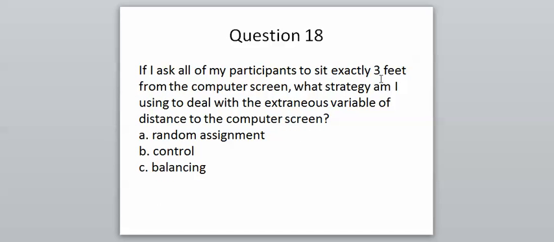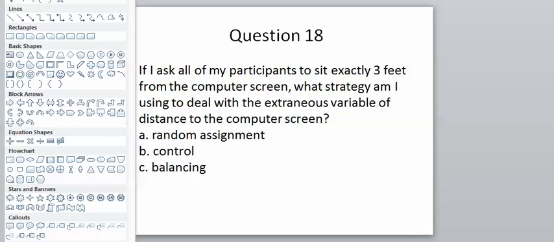If I ask all participants to sit exactly 3 feet from the screen, I'm controlling the distance from the computer screen, because when you make sure that something never changes throughout the experiment, that's control.